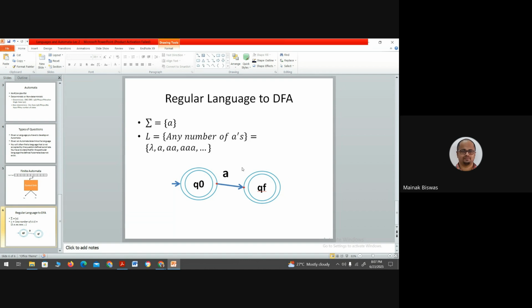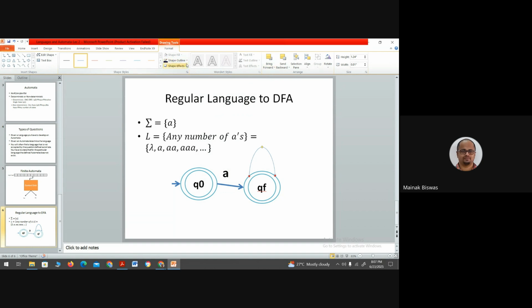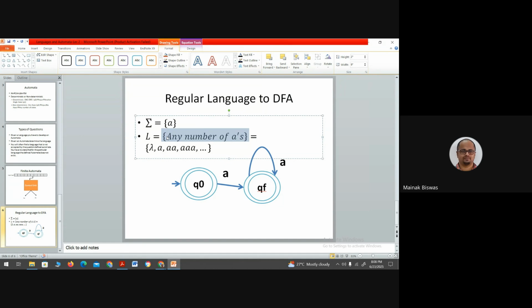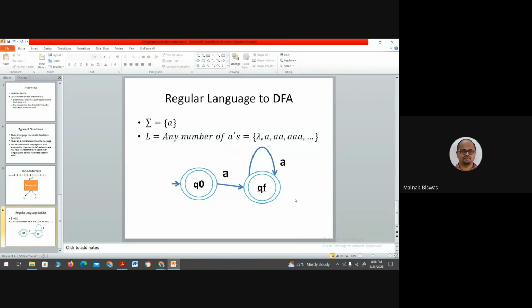Instead of double A, what we do is we just put this loop symbol over here. And then we put this thing in here. So for any number of A's, it goes in this one. So with two states, I can develop this. Right. Understood this one? Okay. Is this point understood, how to create a DFA from a regular language? Yes, sir.